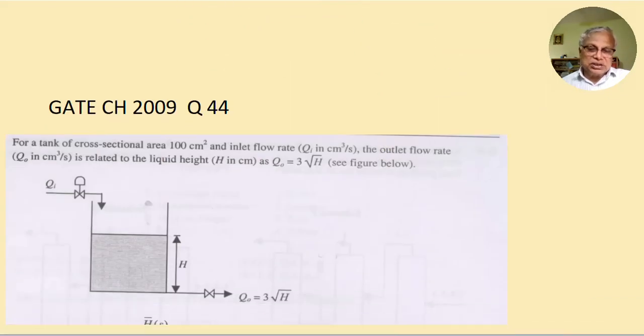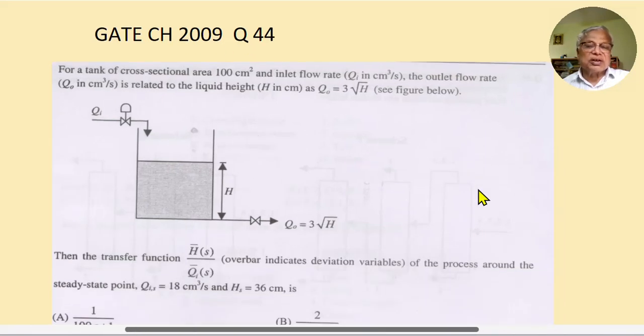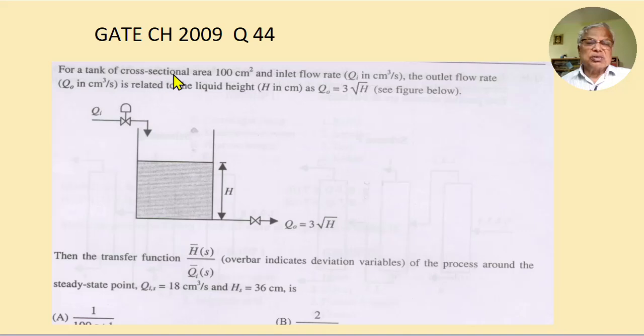Well, the first question is this. This is from the 2009 Chemical Engineering paper, question number 44 in that. If you have the question paper, you can have a look at it. The question goes like this: for a tank of cross-sectional area 100 square centimeter and inlet flow rate QI, this is QI, in cc per second.